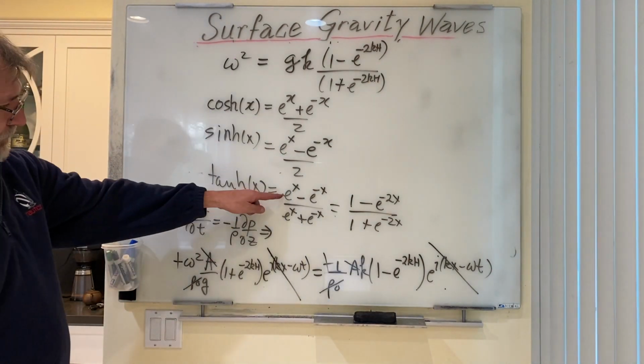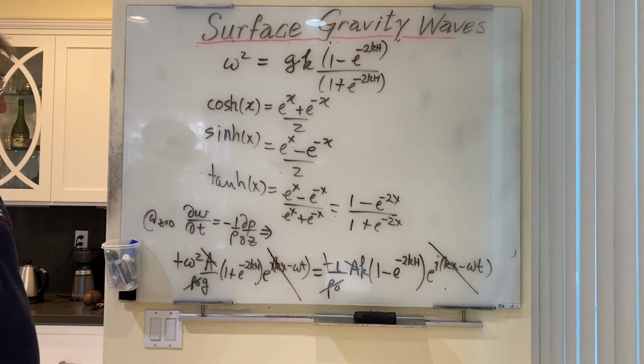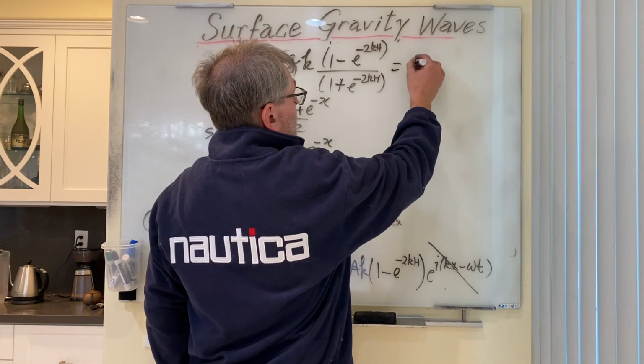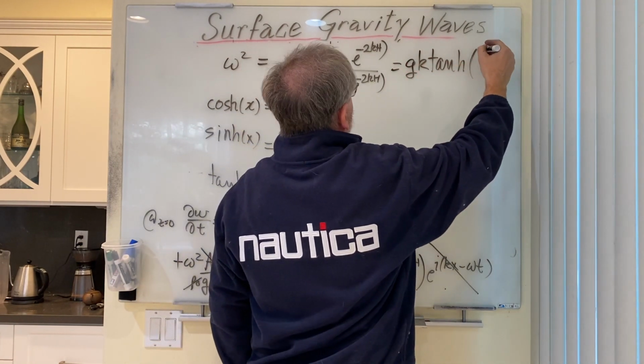When I divide the top and bottom by e to the x, I get e to the minus 2x, e to the minus 2x, and 1, 1. And that's what I have over here. So this is the same thing as gk hyperbolic tangent of kh.